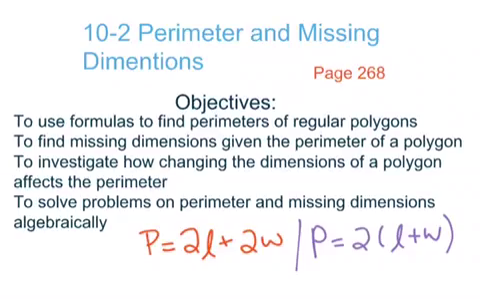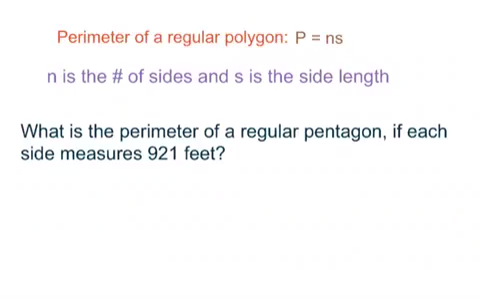Just a reminder, perimeter is either 2L plus 2W or 2 times L plus W, which is length and width. Okay, the perimeter of a regular polygon is perimeter equals n times s, where n is the number of sides of the polygon and s is the side length. So that's true. What is the perimeter of a regular pentagon if each side measures 920 feet?